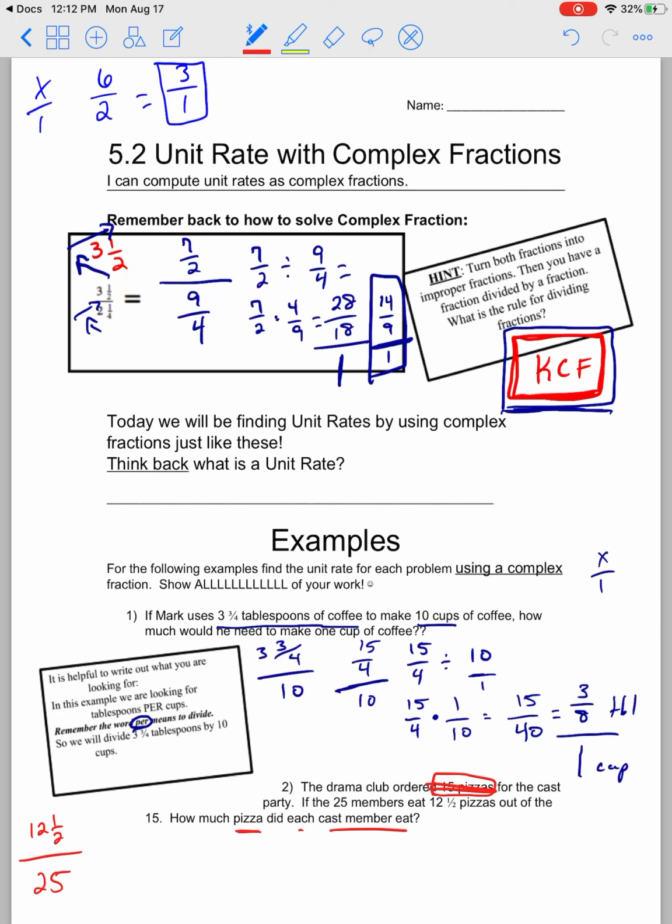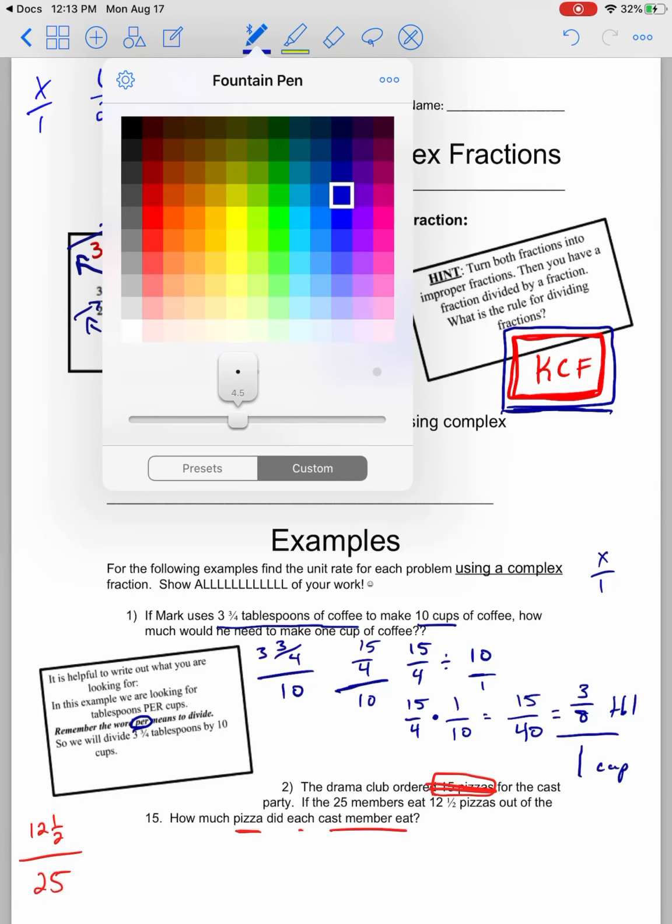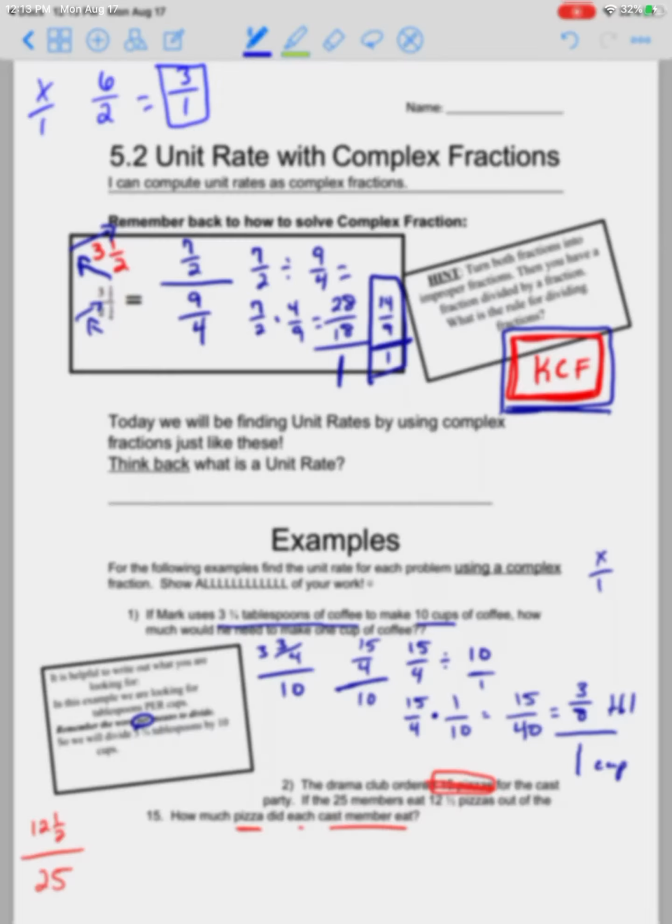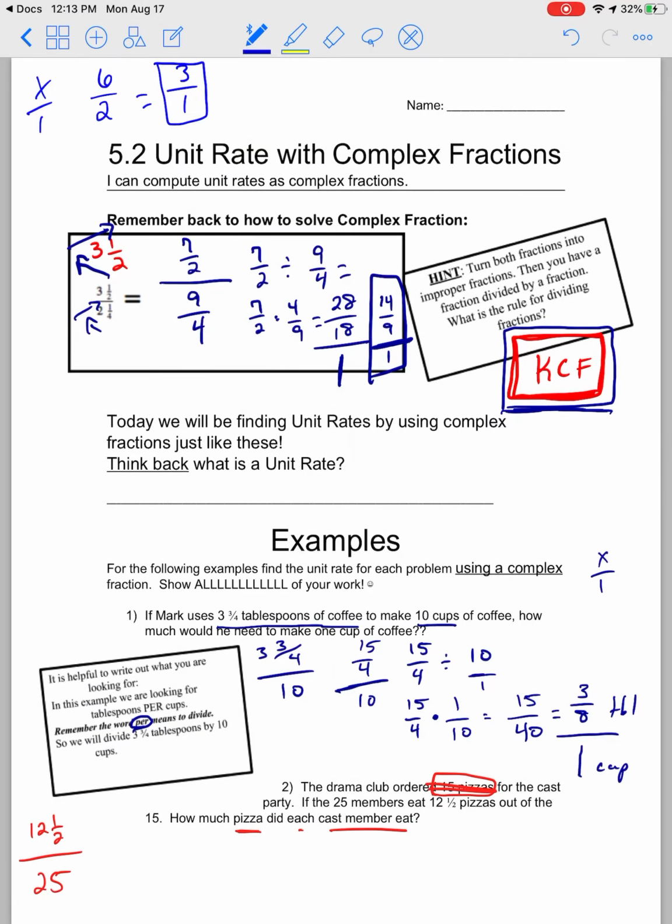Got to get it to a unit rate of 1. We can do that by dividing the top by the bottom, but we can't do it yet because we've got to convert 12 and 1/2. How do we do that? How do we convert the 12 and 1/2? Remember, you multiply and then you add. 2 times 12 is 24 plus 1 is 25. So you have 25 over 2 over top of 25.